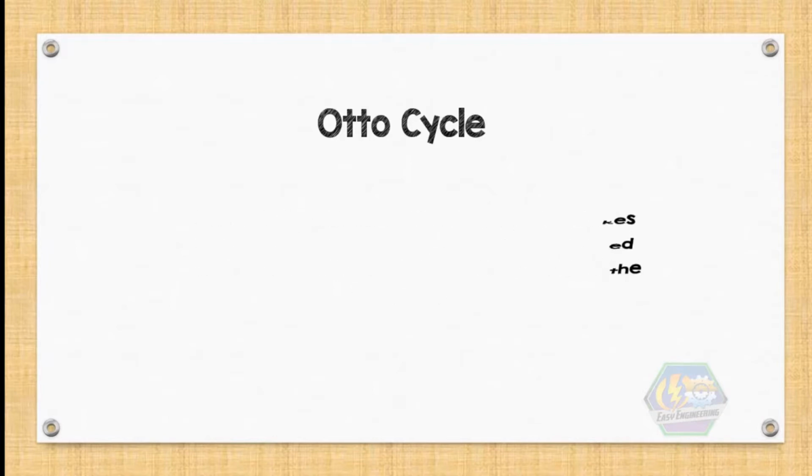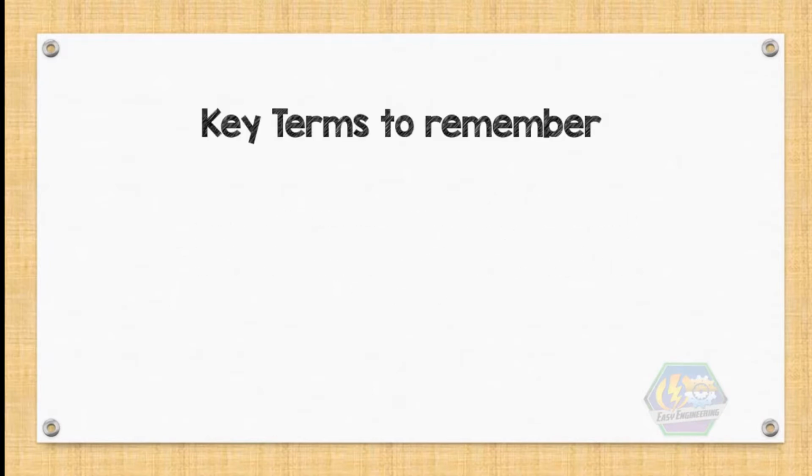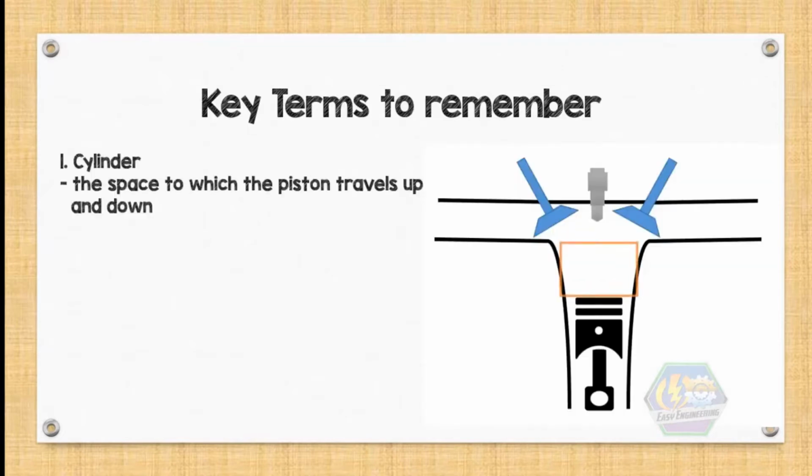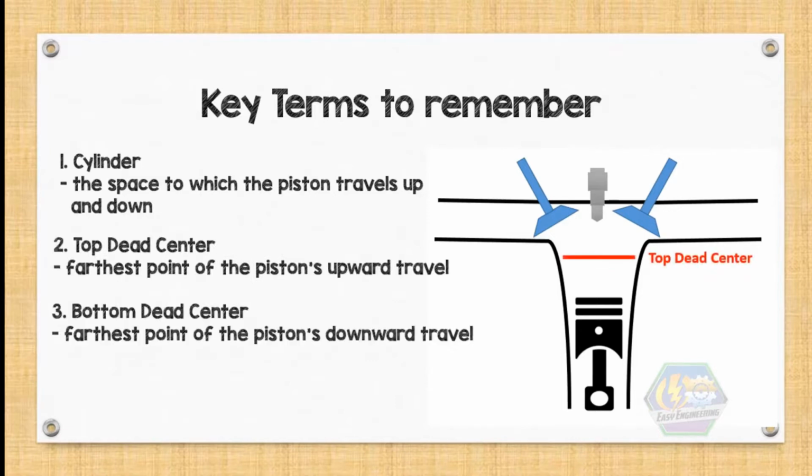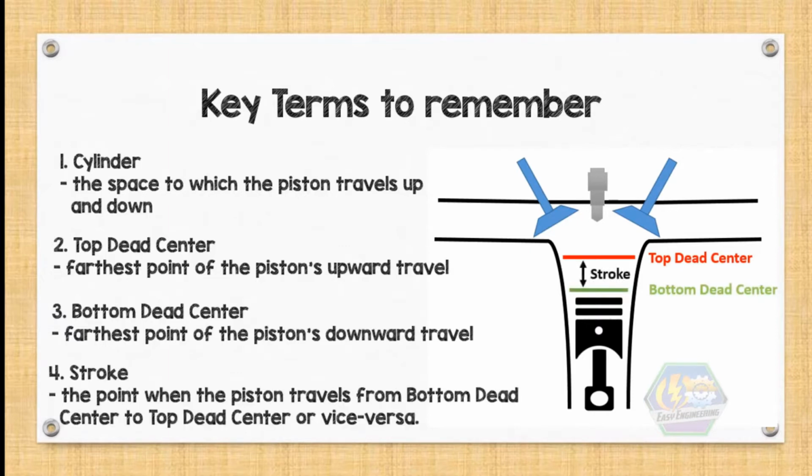So to understand the strokes of this cycle, let us first name the key terms for this topic. First is the cylinder, the space in which the piston travels up and down. Top dead center, the farthest point of the piston's upward travel. Bottom dead center, the farthest point of the piston's downward travel. Stroke. This is what we call it when the piston travels from bottom dead center to top dead center or vice versa.